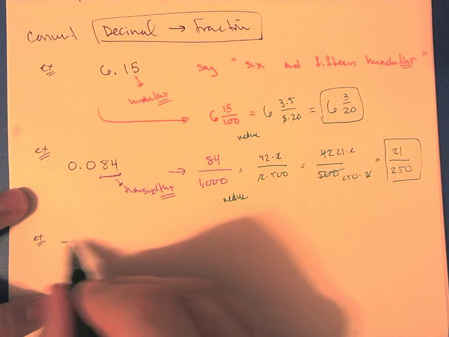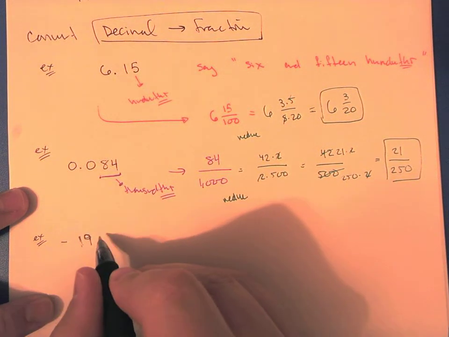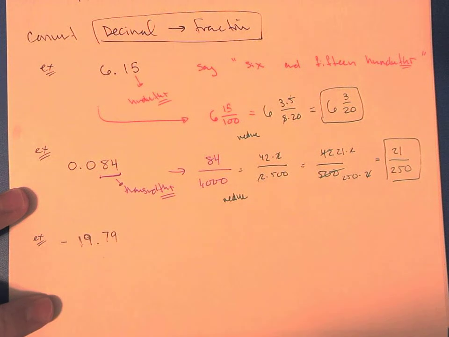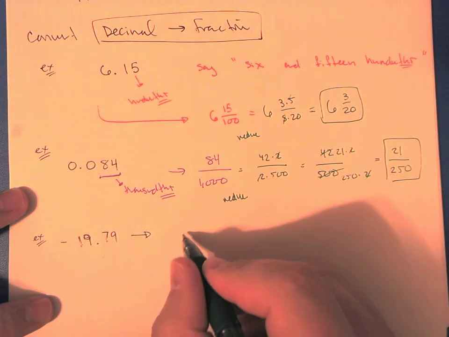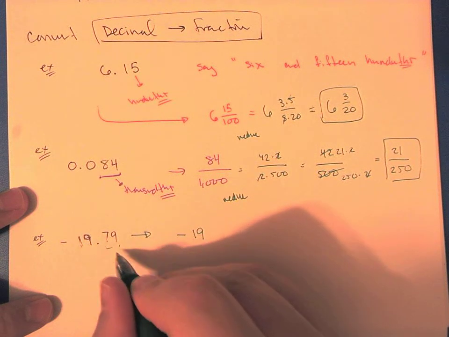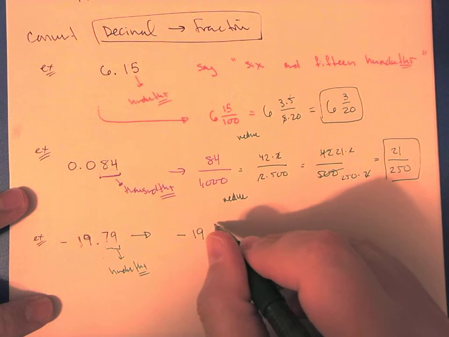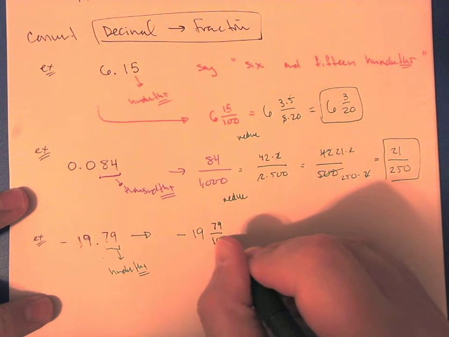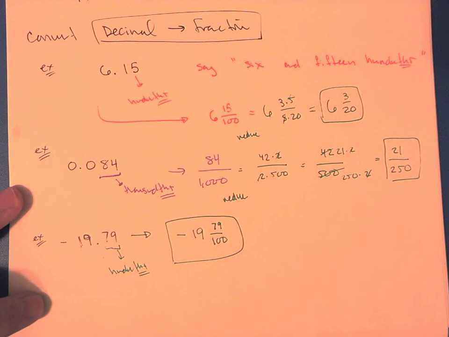If you get something that doesn't reduce, let's say you've got negative 19.79 or something, right? Well, even though that maybe seems like it's not going to be a great number, it actually is even faster to reduce. This is just going to be negative 19 is your whole number. This is 79, right? Hundredths. So 19 and 79 over 100. 79 is not divisible by 5. It's not divisible by 2. So that's going to be our final there.